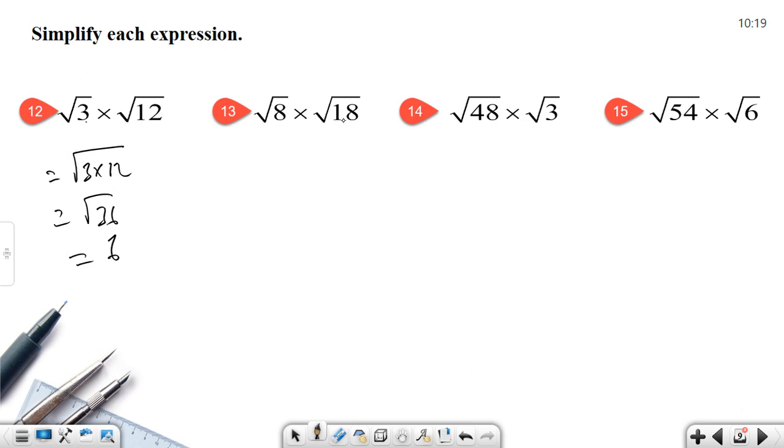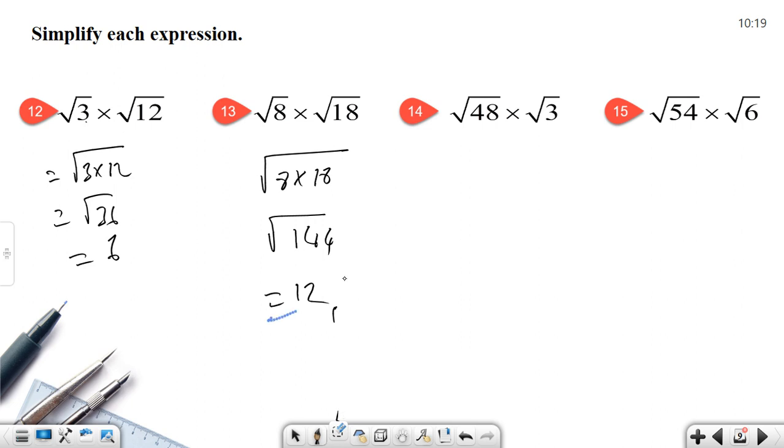How? I can try 8 times 18. 8 times 8 is 64. 8 times 1, 8, plus another 6 because of the 64. It's going to be 144. So square root of 144. I can do that one because I know square root of 144 is 12. This is one method, so we can try that one.